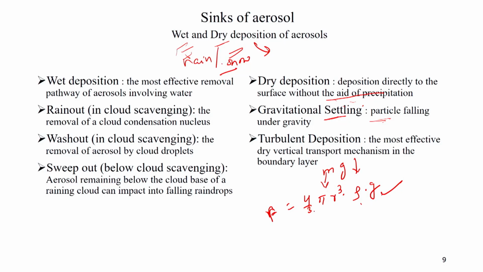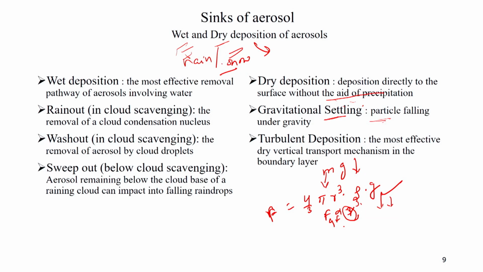Now this force, you can see, is directly proportional to the cube of r. So for the bigger particles, this force will be much higher. If the particle size is smaller, the gravitational force will be less, and then the particles will not be deposited. This is a very important concept.